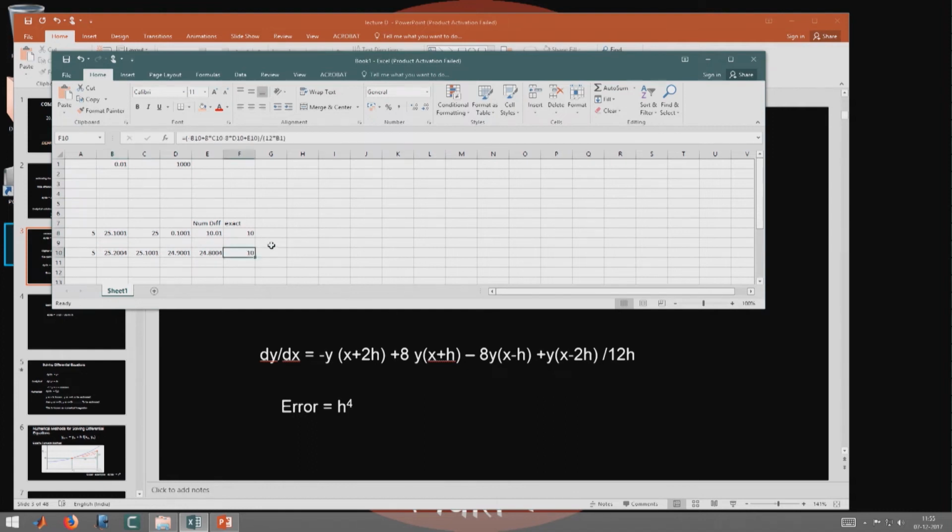So we got 10, whereas if you use the simple forward difference method, you get 10.01, whereas the 5-point method gives you 10, which is exactly matching your answer.